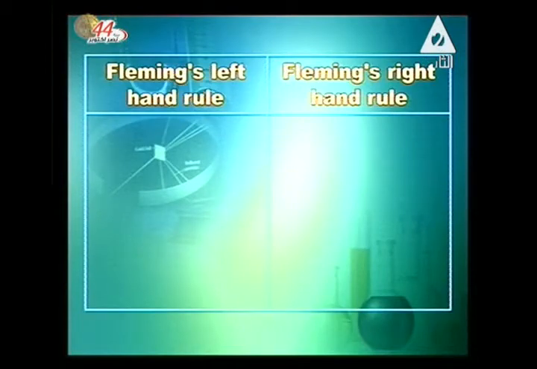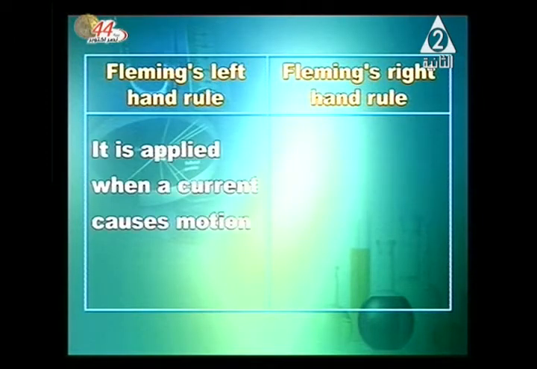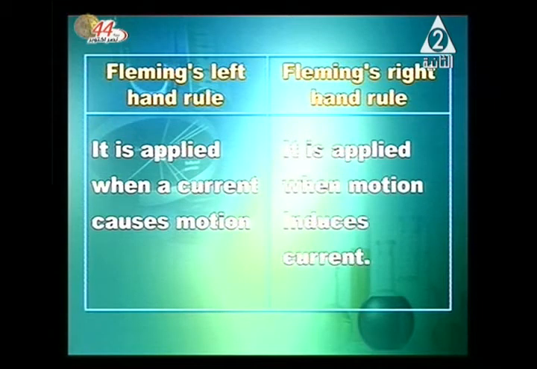And now let's compare between Fleming's left-hand rule and Fleming's right-hand rule. First of all, Fleming's left is applied when a current causes motion. And we apply Fleming's right when motion induces current. This is very important.